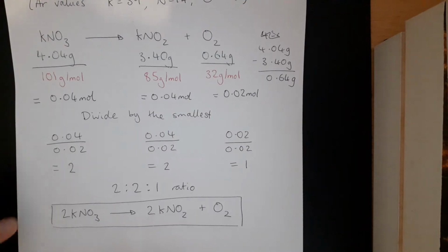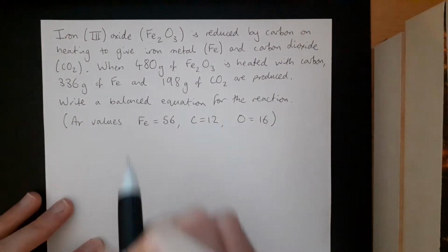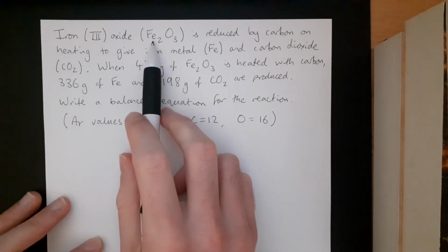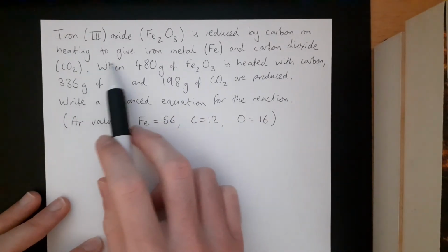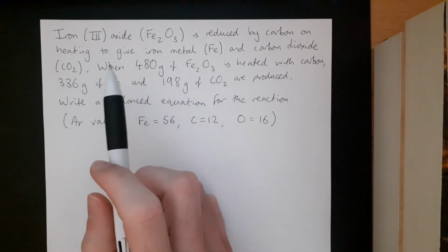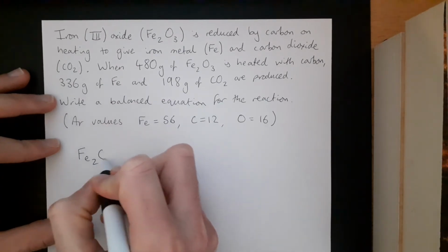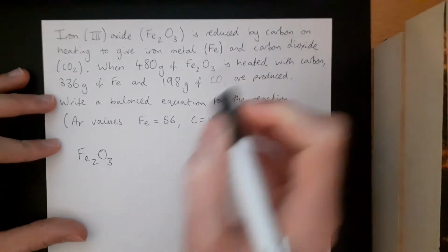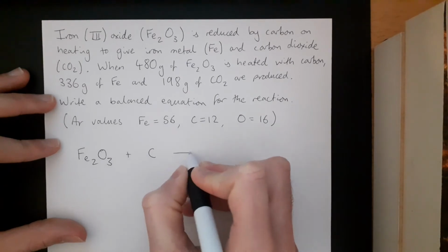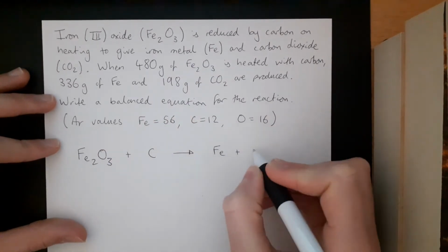Okay, let's just do one more example. We've got a different question here. So here we've got iron(III) oxide, and it's reduced by carbon to give iron metal and carbon dioxide. So again, I'm going to write out the equation not balanced. So it's Fe2O3 is reduced by carbon, so carbon's just C, and it's going to give iron metal and carbon dioxide.